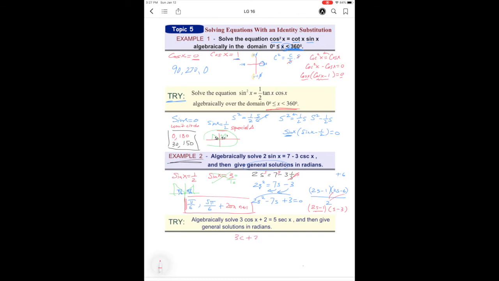So this one's 3 cos plus 2 equals 5 over cos. Get rid of that cos, multiply through. So now we have 3 cos squared plus 2 cos minus 5 equals 0. Set up our triple play.